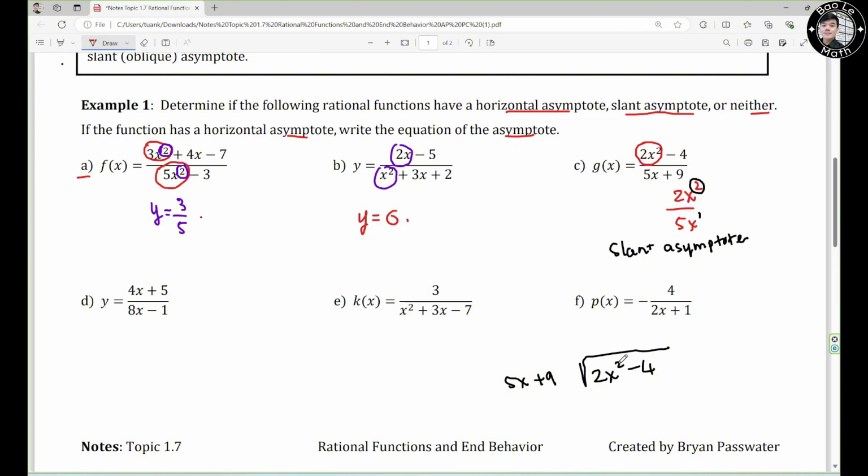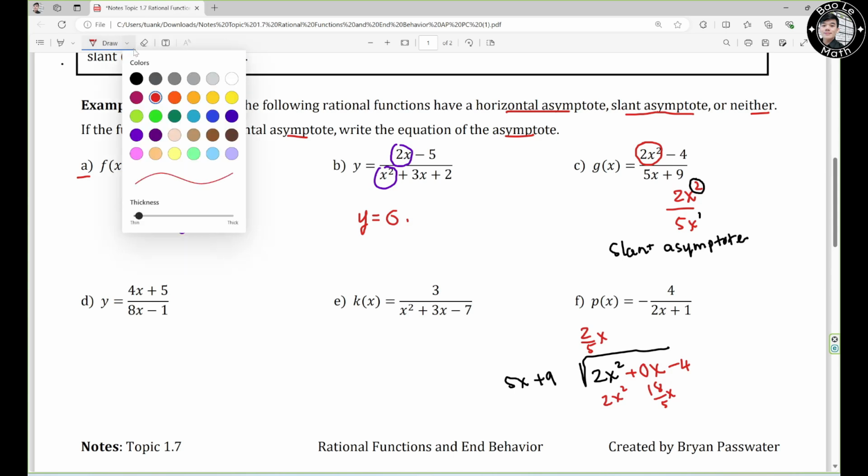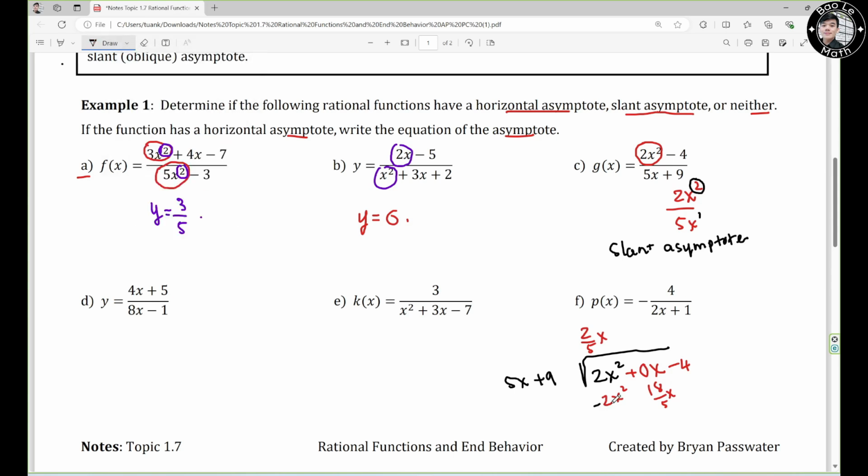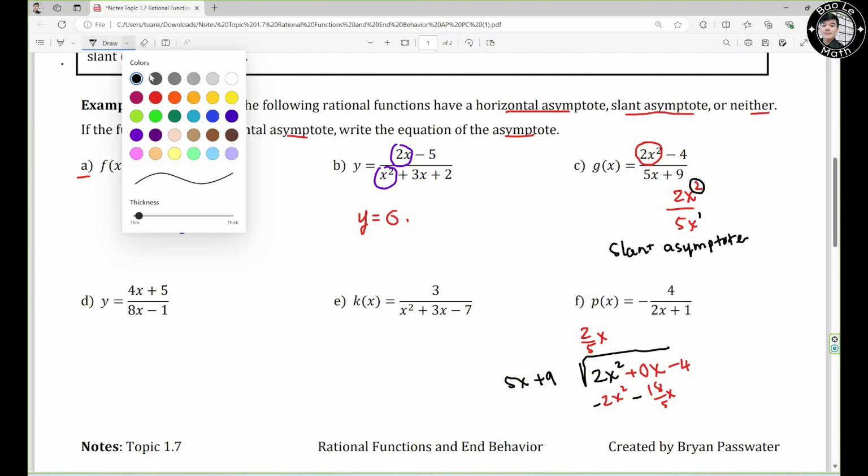So this is power 2. We don't have power 1, so we need to add 0s and minus 4. Now, 2 divided by 5 is 2 over 5. s squared divided by s is s. Now we need to multiply this back. It's going to be 2s squared, and 2 over 5s times 9 is going to be 18 over 5s. Now we need to change the sign, so it becomes negative, and then we add them up.